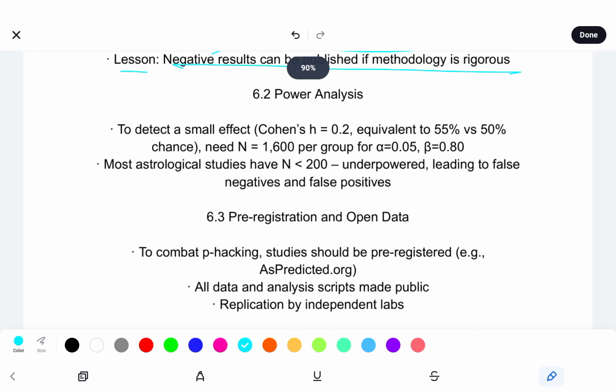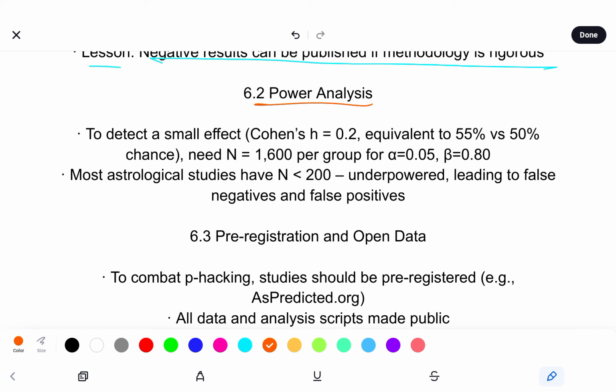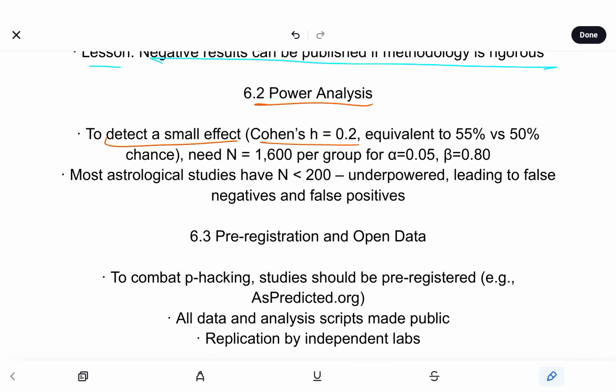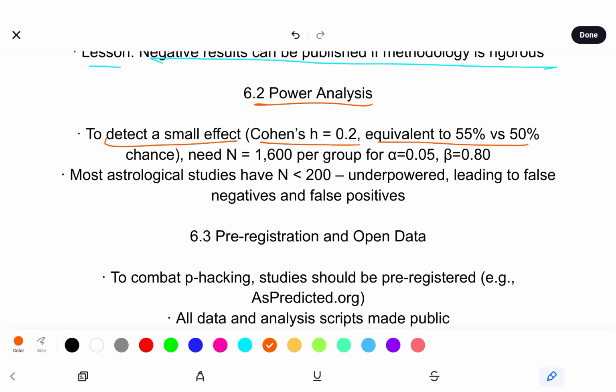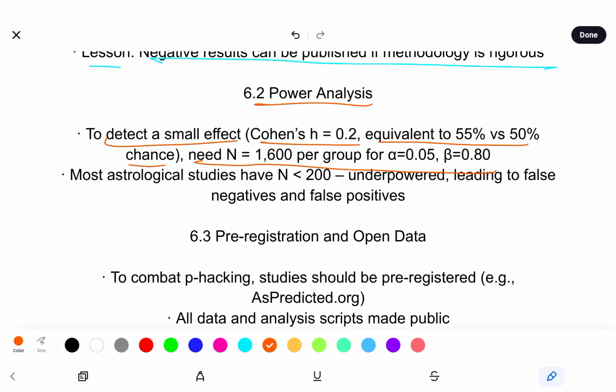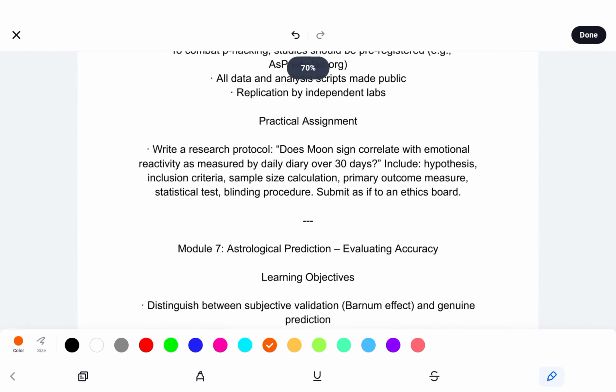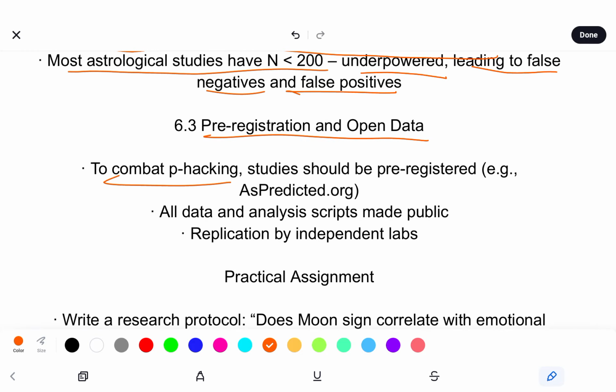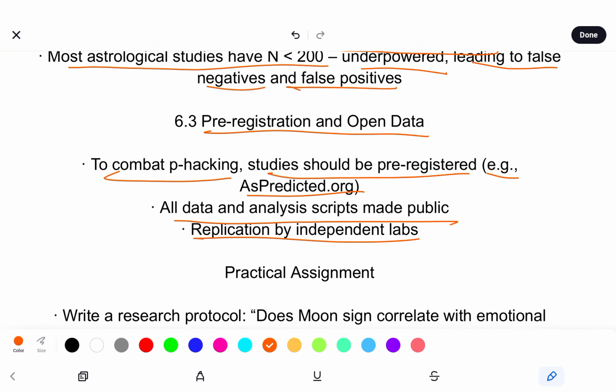So now we look at our power analysis. To detect a small effect, Cohen's h equals 0.2, equivalent to 55% versus 50% chance, we need N equals 1,600 per group for alpha equals 0.05, beta equals 0.80. Most astrological studies have N lesser than 200, underpowered, leading to false negatives and false positives. Pre-registration and open data: to combat p-hacking, studies should be pre-registered, for example, aspredicted.org. All data and analysis scripts made public, and replication by independent labs.